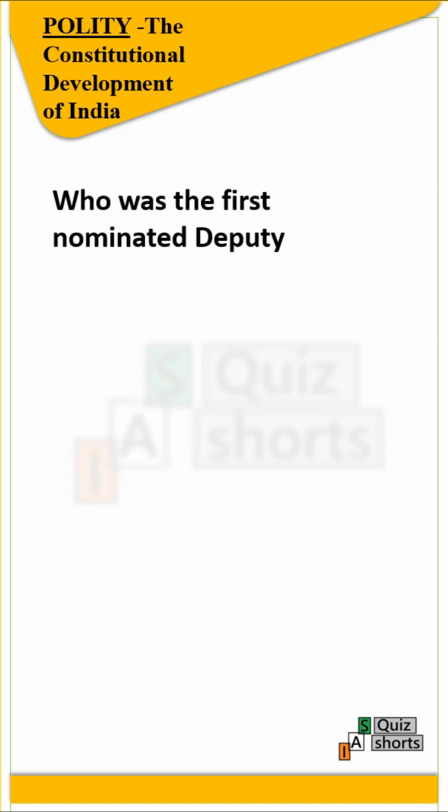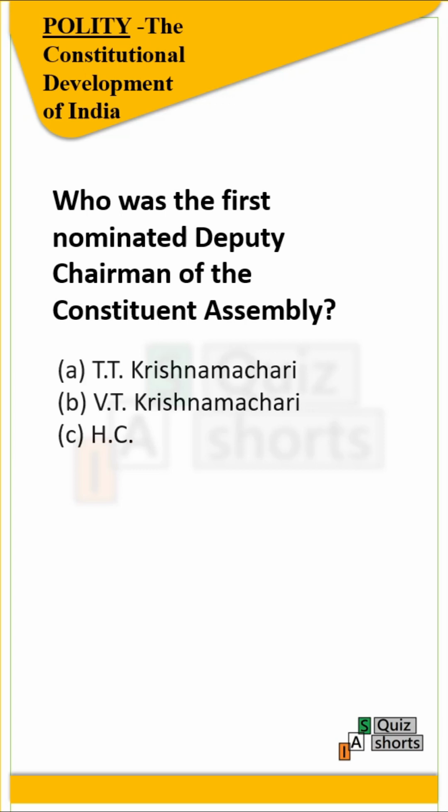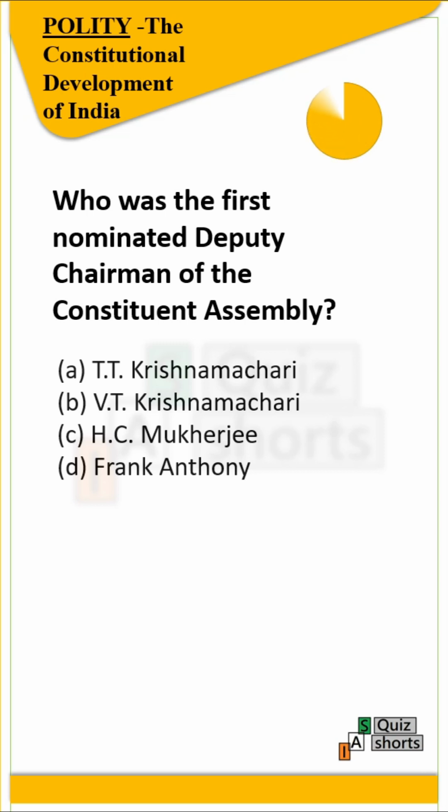Who was the first nominated Deputy Chairman of Constituent Assembly? Option A, T.T. Krishnamachari. Option B, V.T. Krishnamachari. Option C, H.C. Mukherjee. Option D, Frank Anthony. Answer is option D, Frank Anthony.